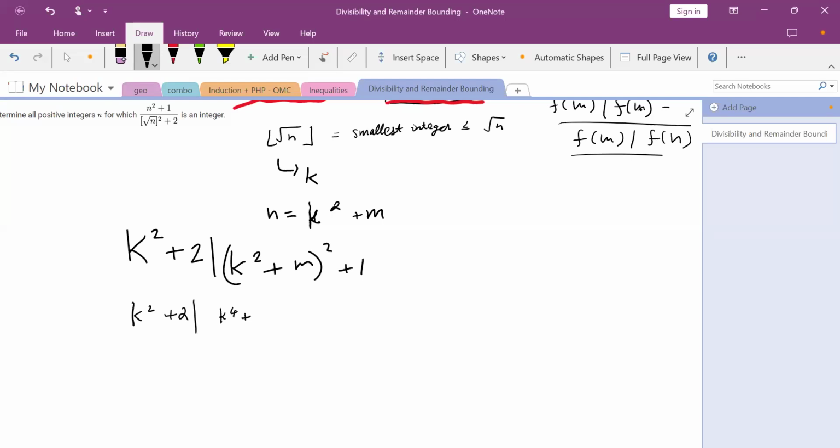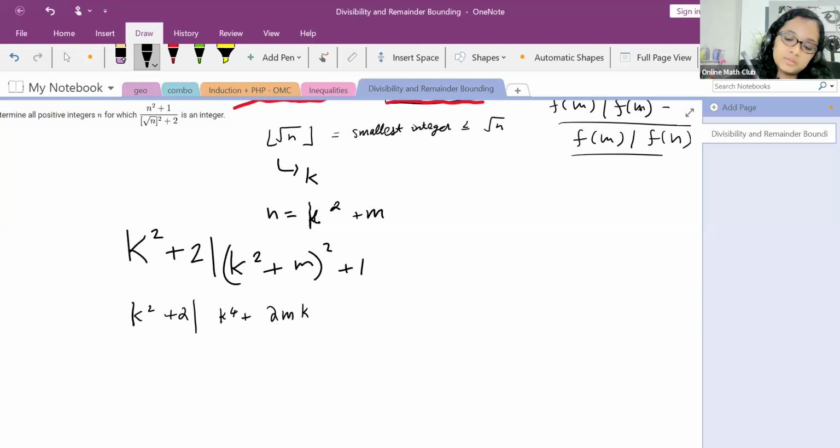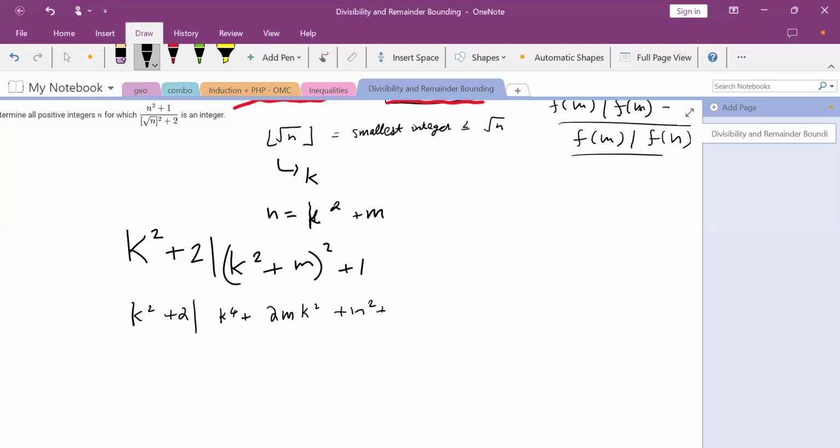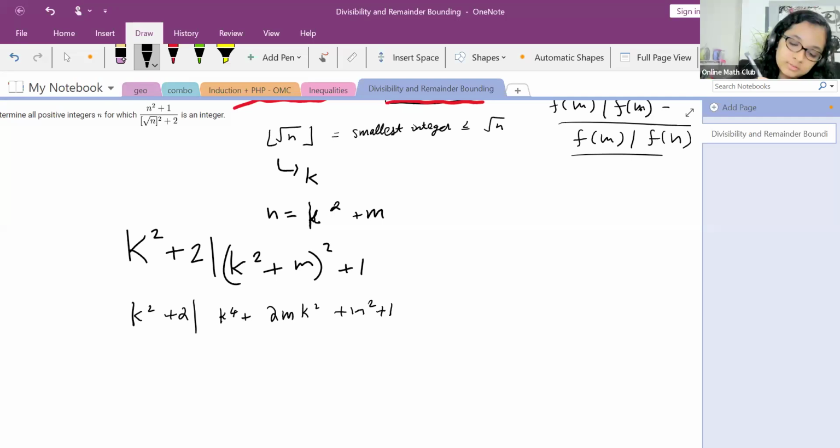Wait, are you expanding in terms of k and m? I just simply write k square plus m equals k square plus 2 plus m minus 2 whole square. So the a square plus 2ab term will be cancelled and m minus 2 whole square plus 1 will be only left. Wait, can you repeat? Are you using the same thing? Yeah. Okay. Now you're subtracting something? Yes. Times what? K square. Is this what you're doing? Yep.